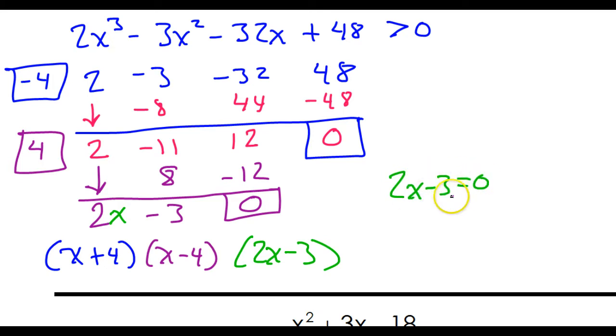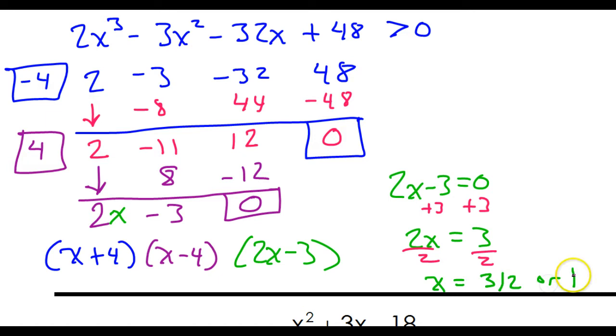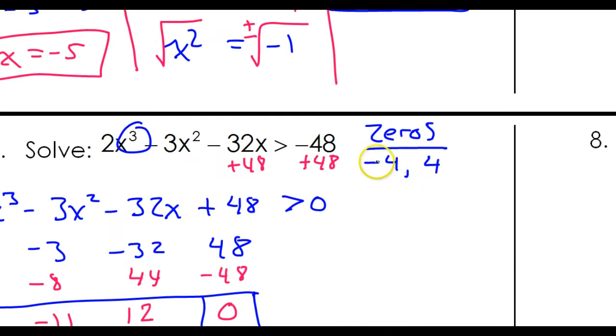2x minus 3 equals 0. If I add 3 to both sides, that's going to give me 2x equals 3. If I divide both sides by 2, that's going to give me x equals 3 over 2, or 1.5. Okay, so I've got my 3 zeros now. I've got negative 4, positive 4, and I've got 1.5.